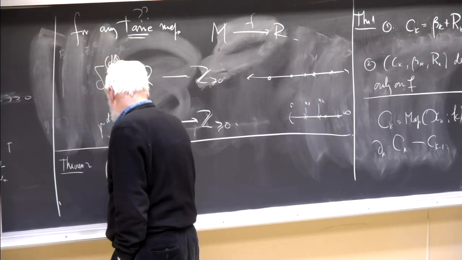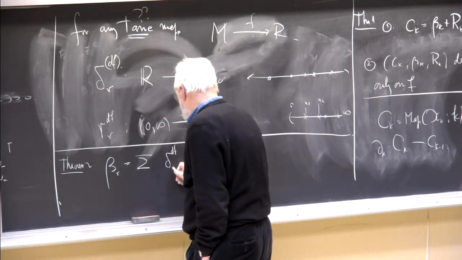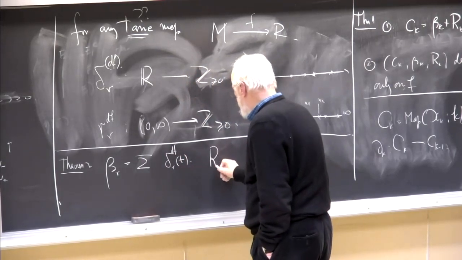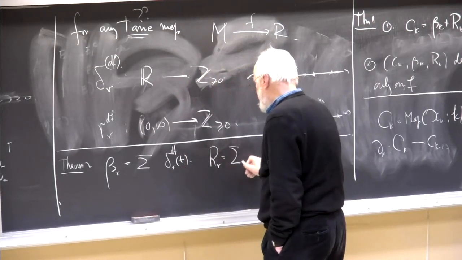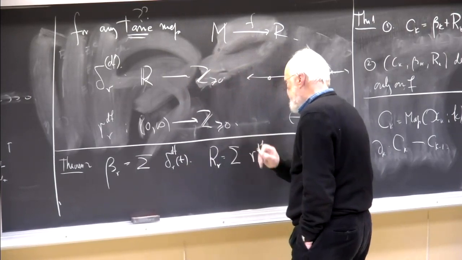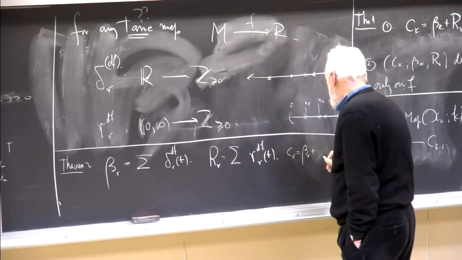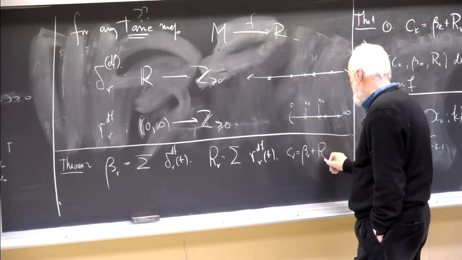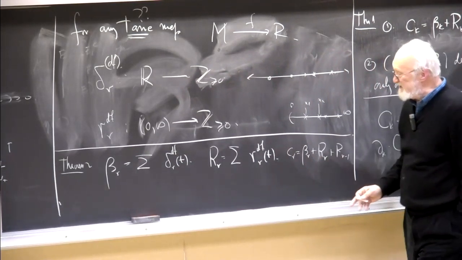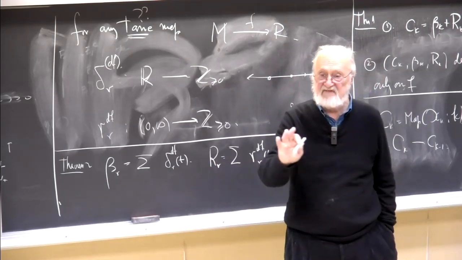The number beta r is a summation of delta df r of t. The number rank r is a summation of gamma df r of t. And the number cr is the number beta r plus r plus r minus 1. As you can see, to the extent that this configuration is computer friendly, everything is computer friendly.